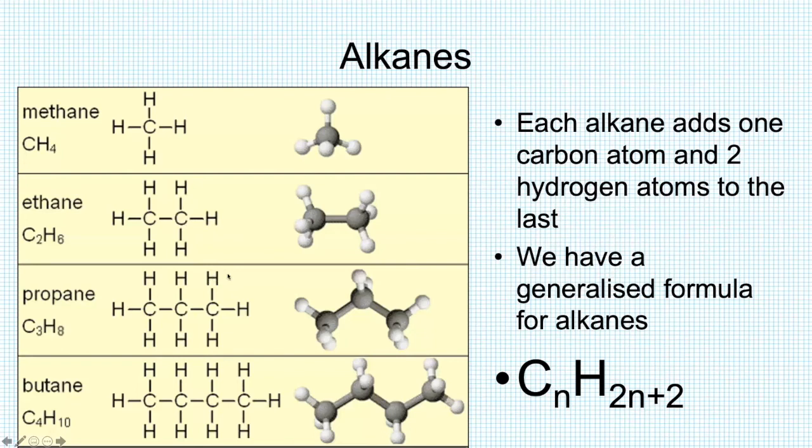We can actually generalize this formula. So this formula C2H6, we can generalize this into CnH2n+2. So n is the number of carbon atoms in the chain, and 2n+2 is the number of hydrogen atoms in the chain. So if we take propane, for example, C3H8, that would be C3, so n would equal 3. So on the other side, H would be 2 times 3 plus 2. 2 3s is 6, plus 2 is 8. So this would be C3H8. And if we look across here at propane, that's what we have. So they all follow this generalized formula for alkanes.